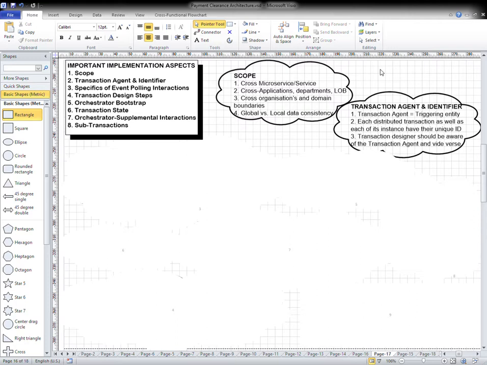The transaction designer should be aware of the transaction agent and vice versa. The entity which starts the transaction is called the transaction agent, and knowledge about this microservice is very important because it defines how the transaction orchestrator can be called.